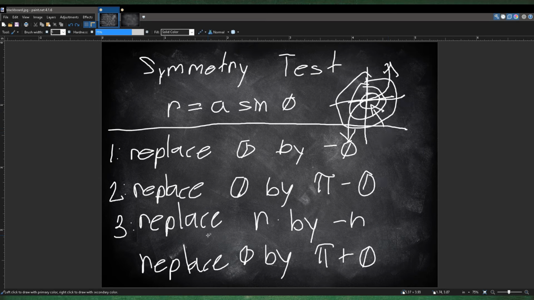The third test tells us that if you replace r by negative r and it's equal to the original equation, then it's symmetrical to the pole. Or if you replace theta by pi plus theta, then it's also symmetrical to the pole. Those are the symmetry tests, and you can use them to find out how graphs look instead of plotting a bunch of points.